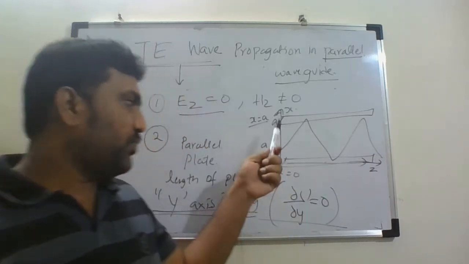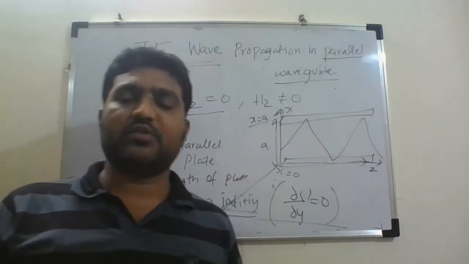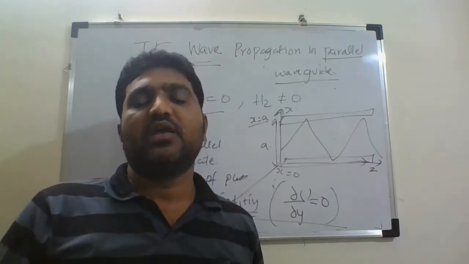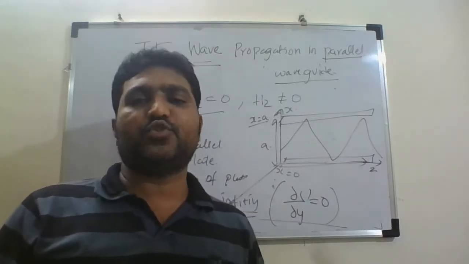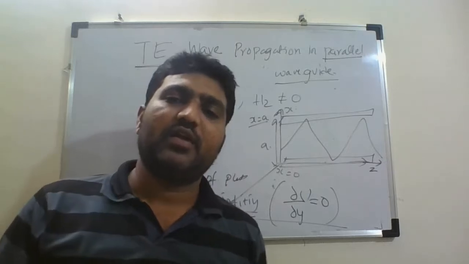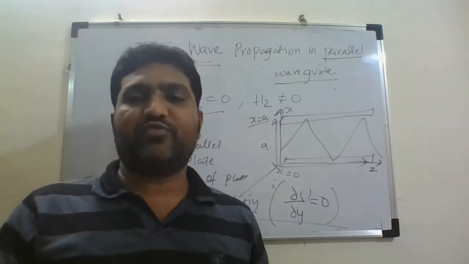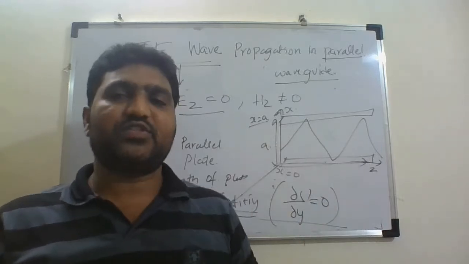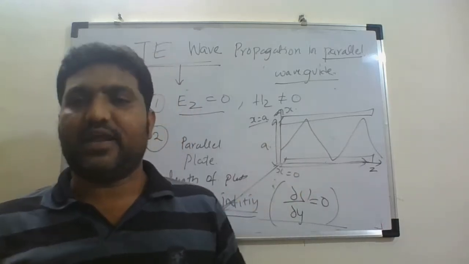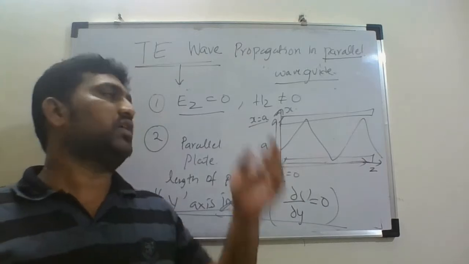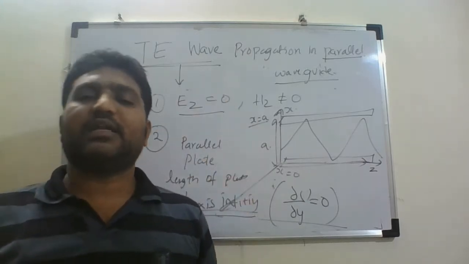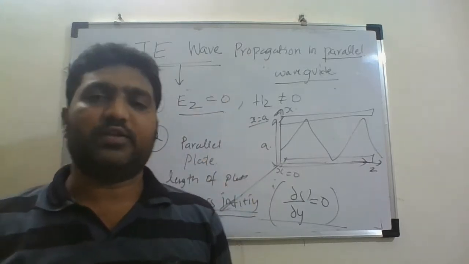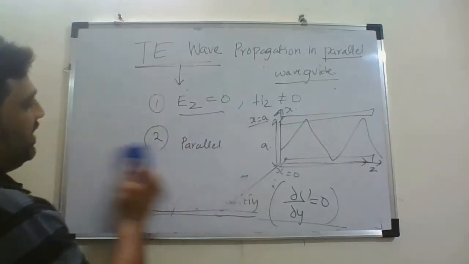Now let us put these two conclusions in our general analysis and determine each component inside the waveguide. Our aim is to find all the components: Hx, Hy, Hz, Ex, Ey, Ez. We don't need to find Ez because it is already equal to 0. Let us find all the other five components.